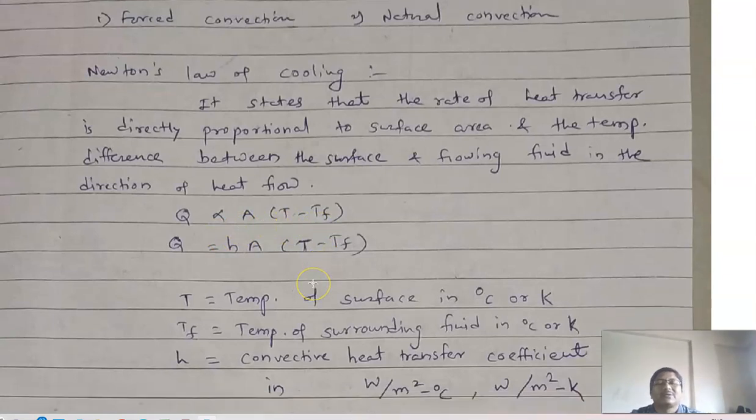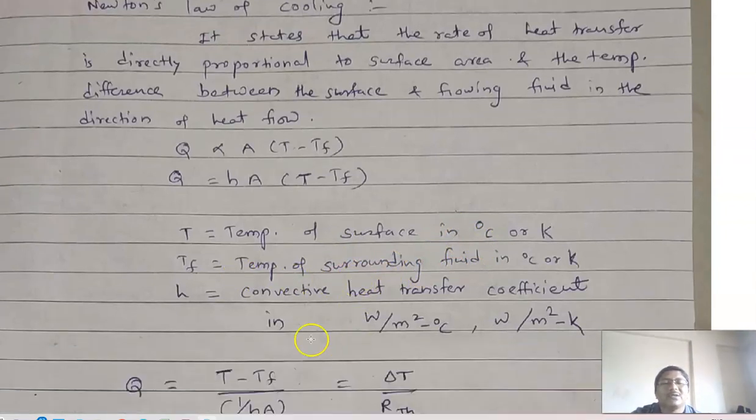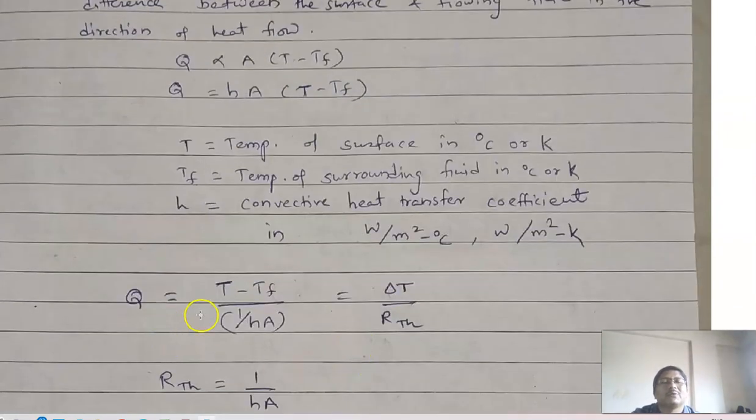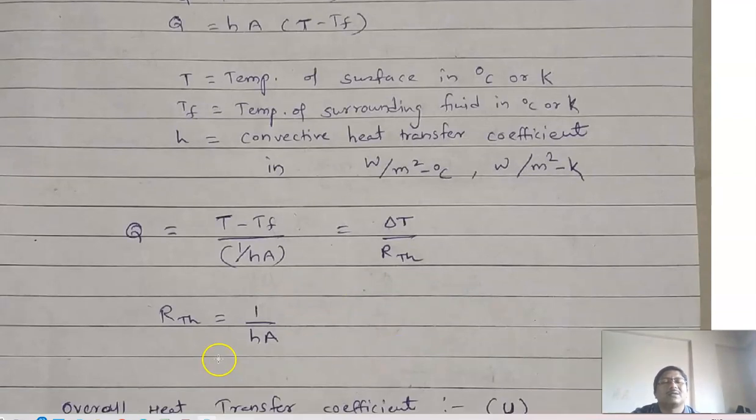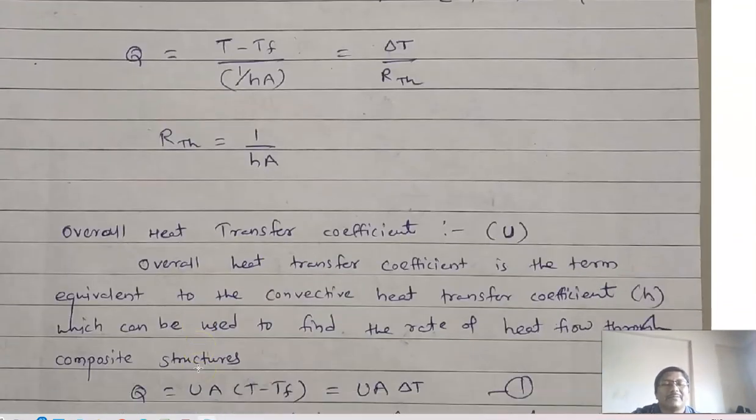Here T is the temperature of the surface in degrees Celsius or Kelvin, and Tf is the temperature of the surrounding fluid. H is the convective heat transfer coefficient, and its unit is watt per meter square Kelvin. So Q equals (Ts minus Tf) upon 1 upon hA, where Ts is the temperature of the hot surface from which we have to transfer the heat. So delta T upon R thermal, and R thermal equals 1 by hA.